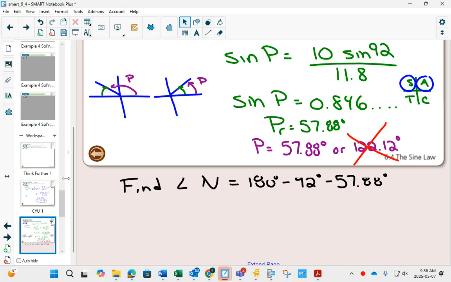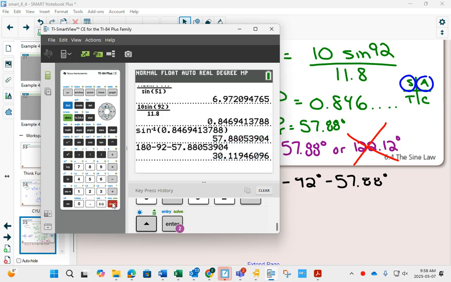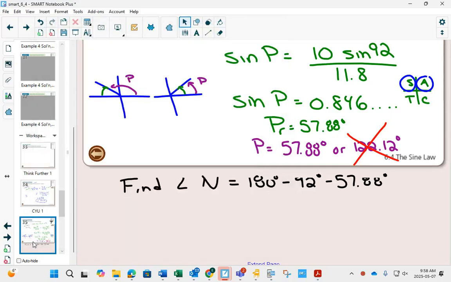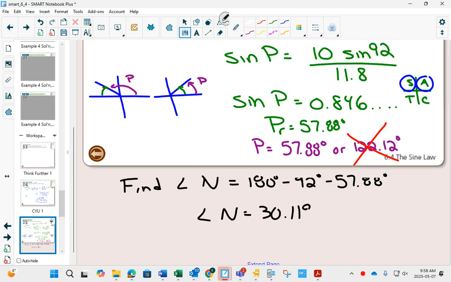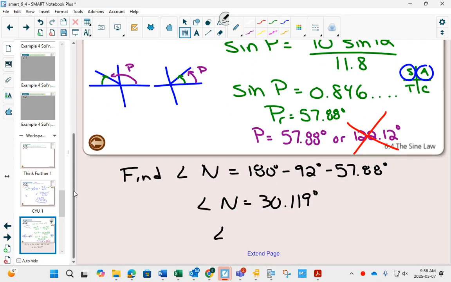I'm going to go to my calculator. I'm going to go 180 minus the 92 minus, and I'm going to take all the decimal places. 30.119. I like to keep 3 decimal places, then do a reread at the beginning. What do they want us to round to? The nearest degree. So angle N equals 30 degrees.